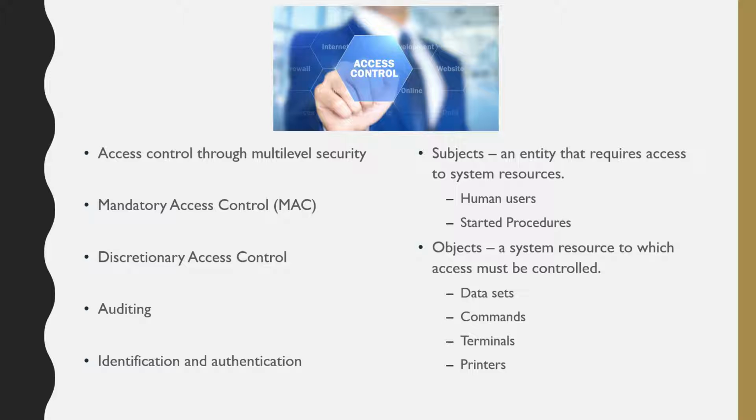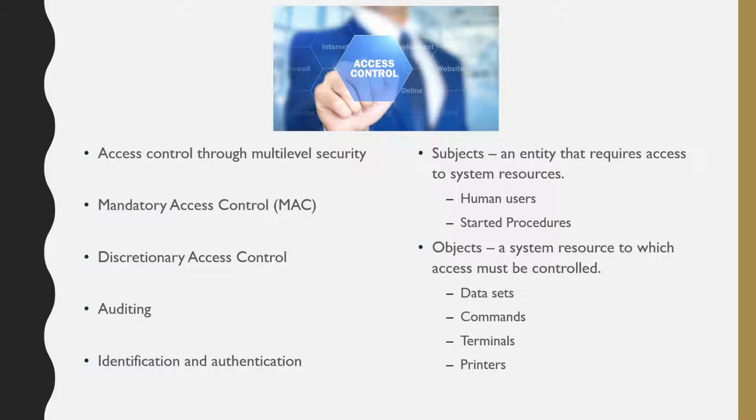The main goal of a secure system is to enforce a site security policy to provide accountability and availability. Team 5 does this through access control through multi-level security, mandatory access control, discretionary access control, auditing, and identification and authentication. Before we talk about the access control, mandatory access control, and access control through multi-level security, we first need to briefly look at subjects and objects.